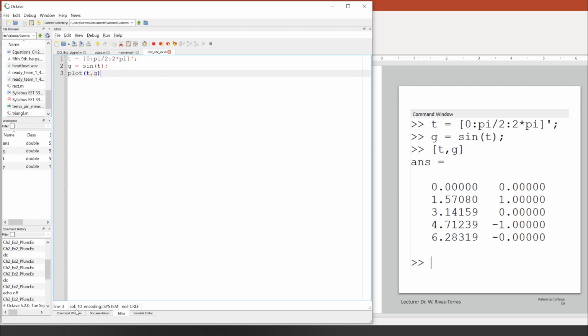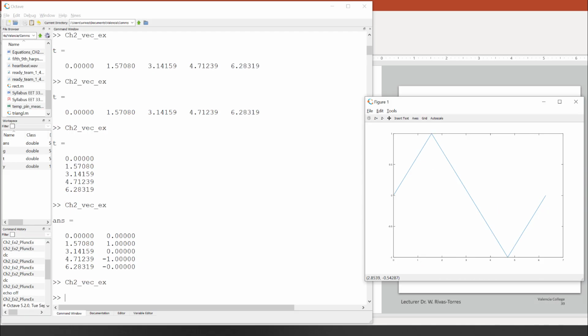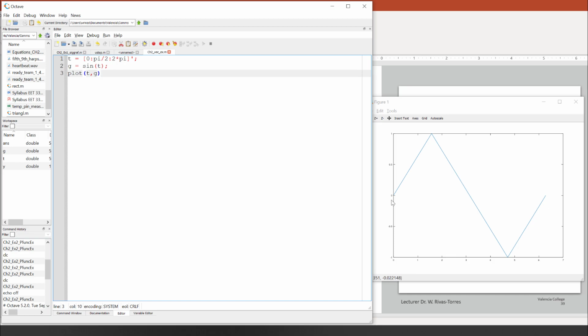And something happened. Where did the graph window go? Something tells me that my computer's hiding the graph window from us. There it is. Okay. Notice that because I only have 5 points and we were expecting a sinusoid, we didn't get a sinusoid. Or did we? I have only 5 points.